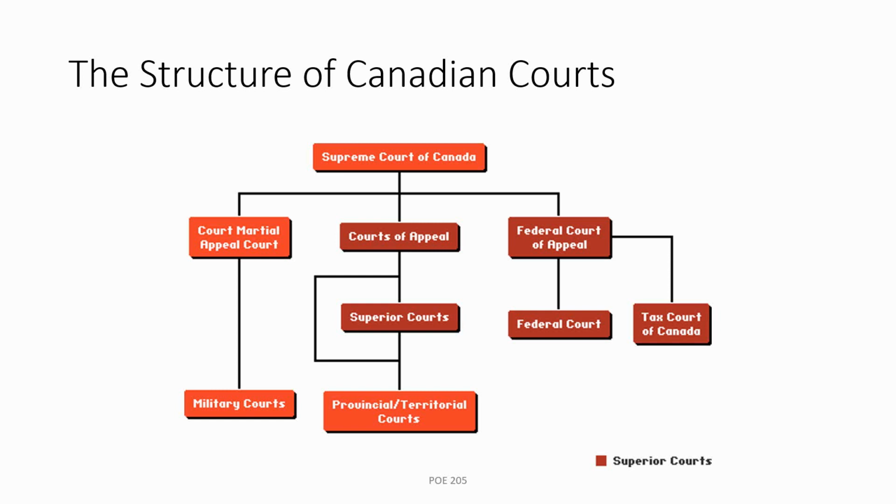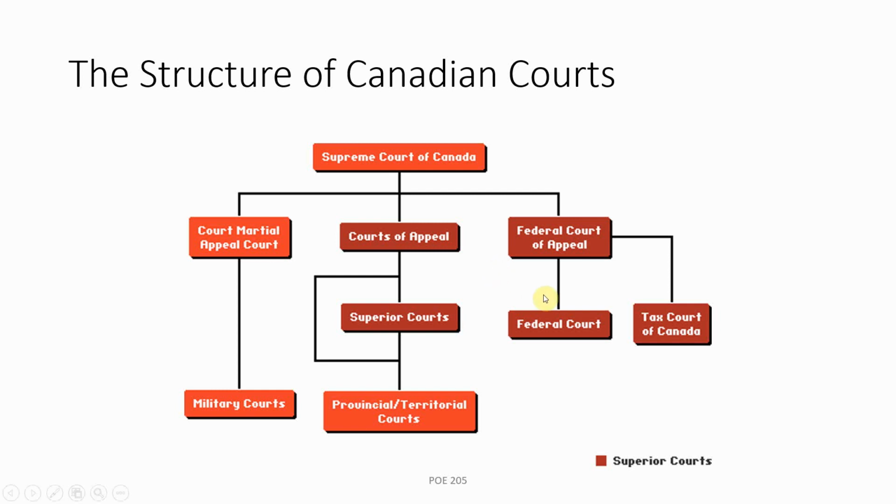So it hears, it's kind of the final court of review. So the next courts down are the courts of appeal. And there are various provincial courts of appeal. You'll notice the Federal Court of Appeal also serves as the Court of Appeal for the territories.